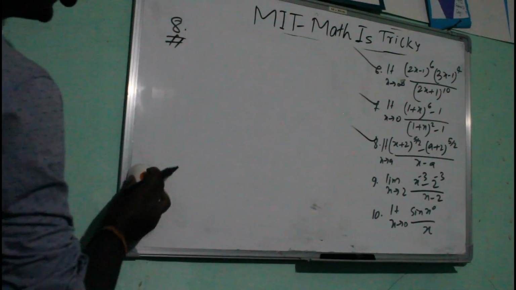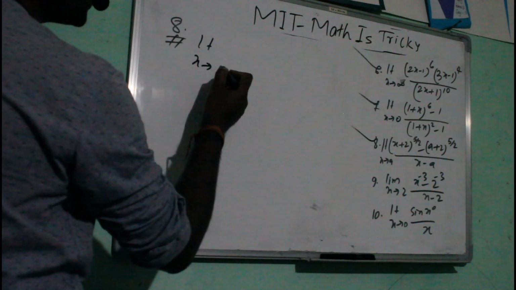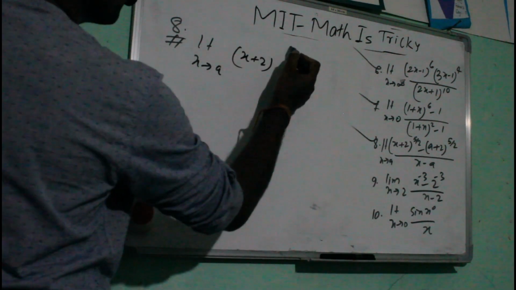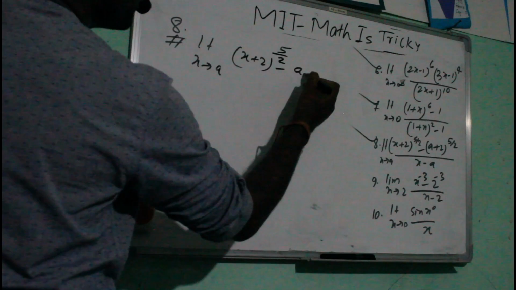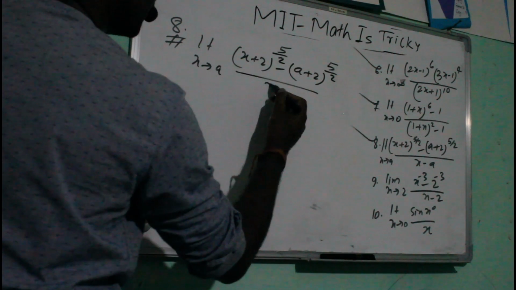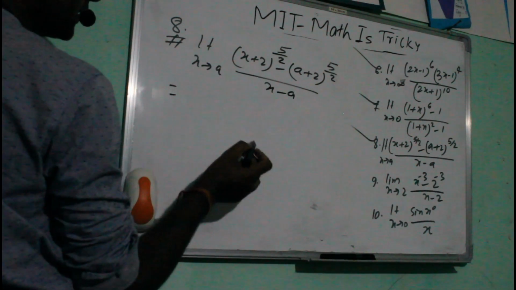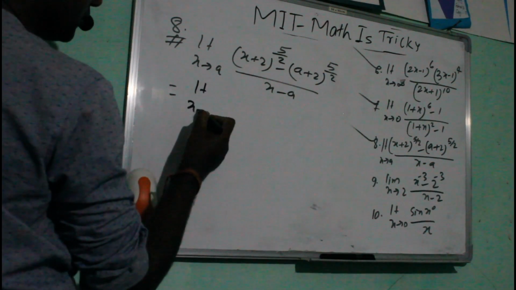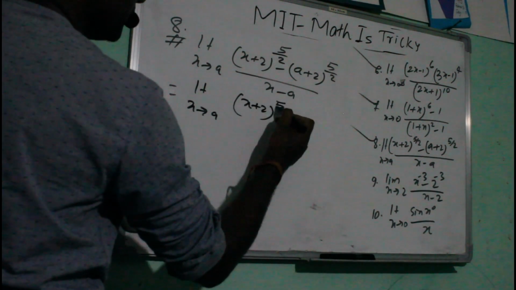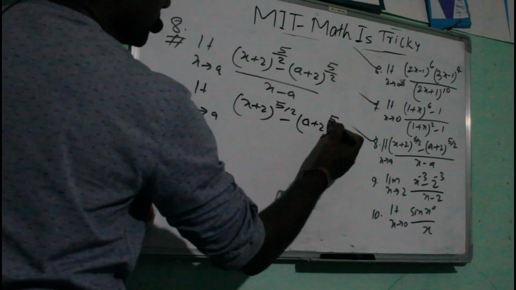Let's see another question. I think it is similar to the previous one. Limit x tends to a, (x plus 2) power 5 by 2 minus (a plus 2) power 5 by 2, divided by x minus a. So again, let's try to use the previous formula. Limit x tends to a, (x plus 2) power 5 by 2 minus (a plus 2) power 5 by 2.